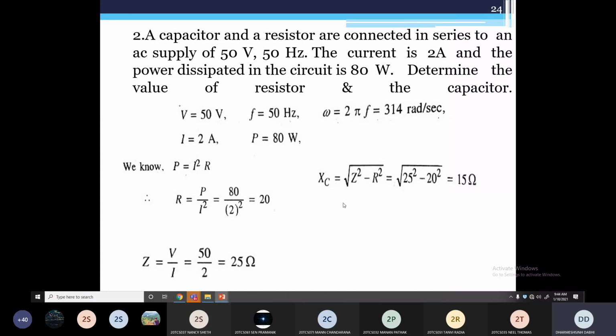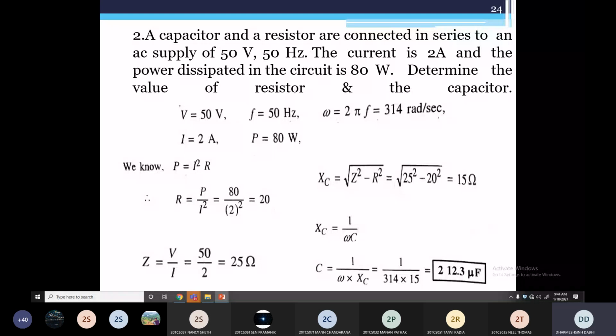Clear? Now we know the value of XC is 1 upon 2 pi F into C. So C is equal to 1 upon 2 pi F into XC. 2 pi F, omega, is 314. XC is 15 ohm. So finally you get the answer of capacitor, 212.3 microfarad.